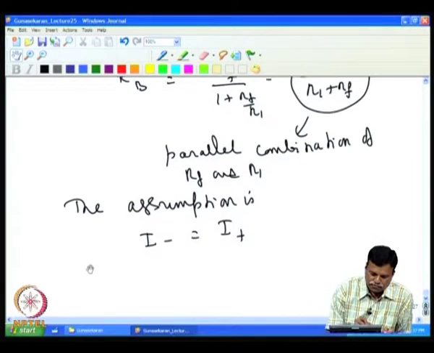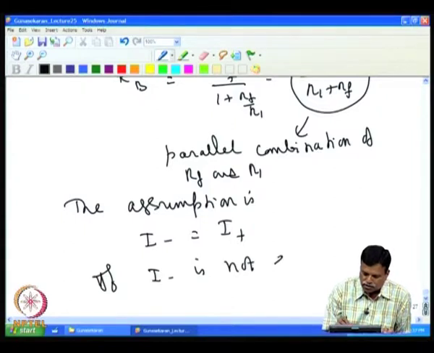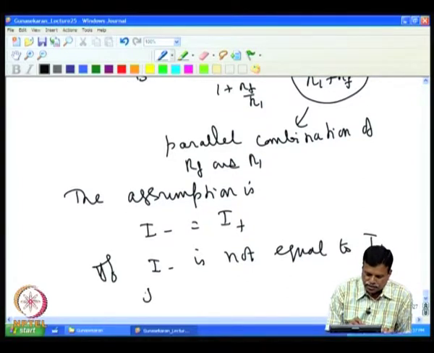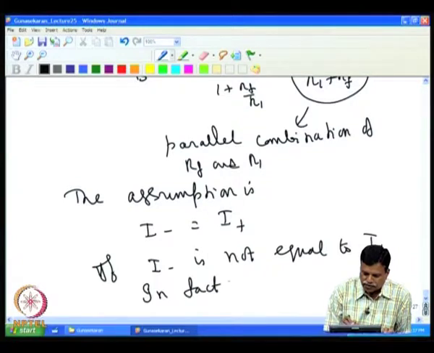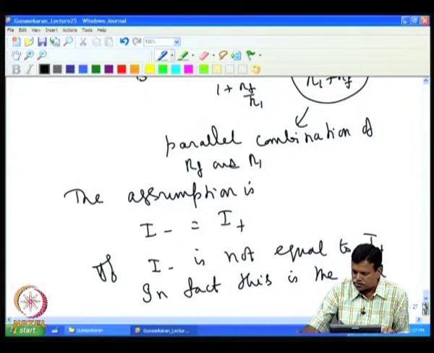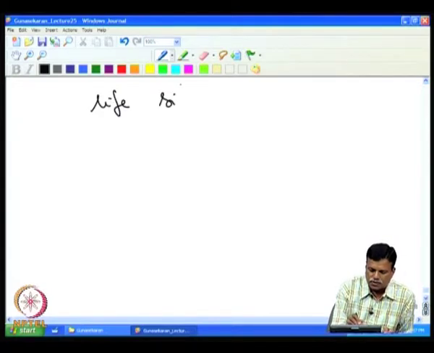If I minus is not equal to I plus, in fact this is the real life situation. So, how to reduce the error?